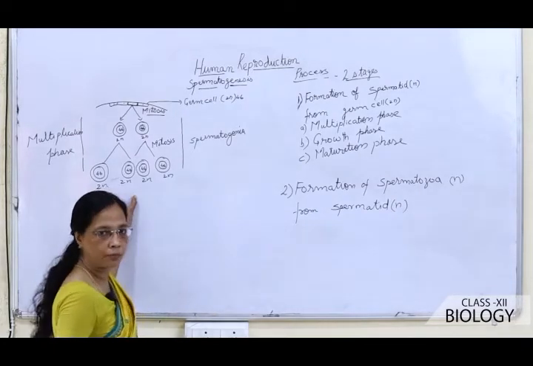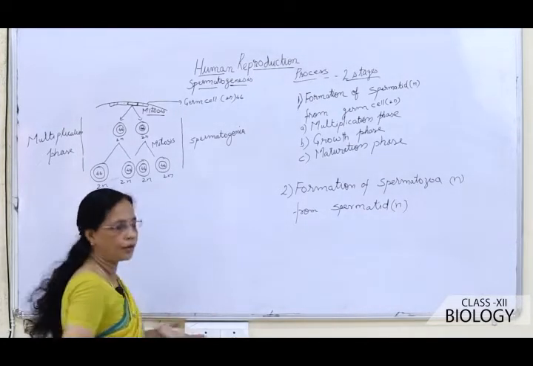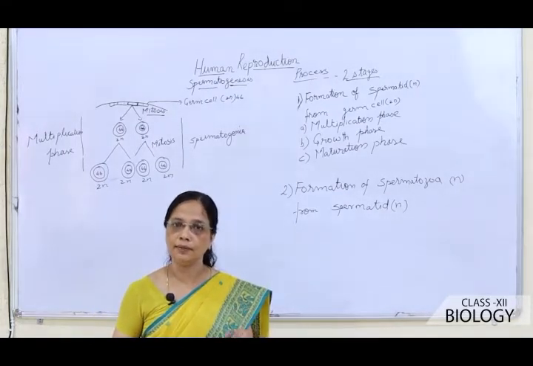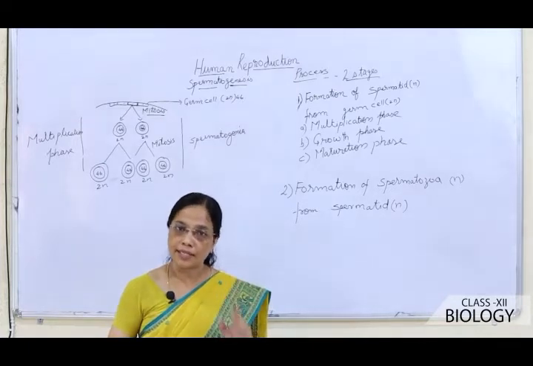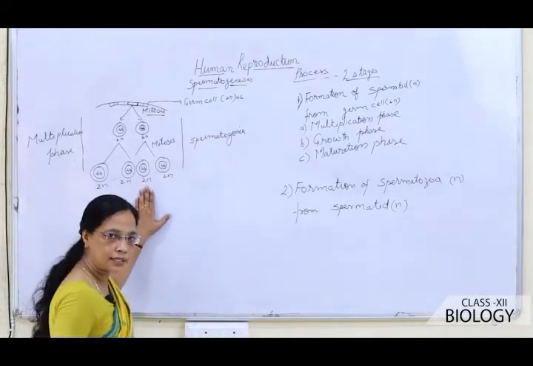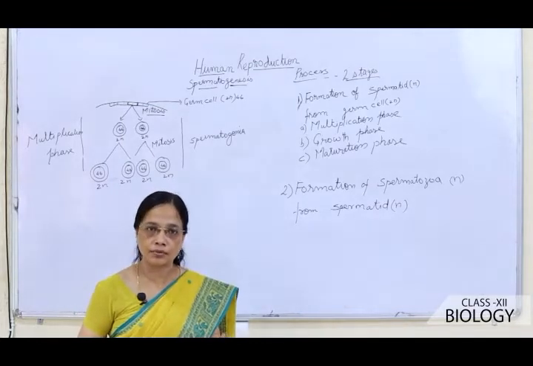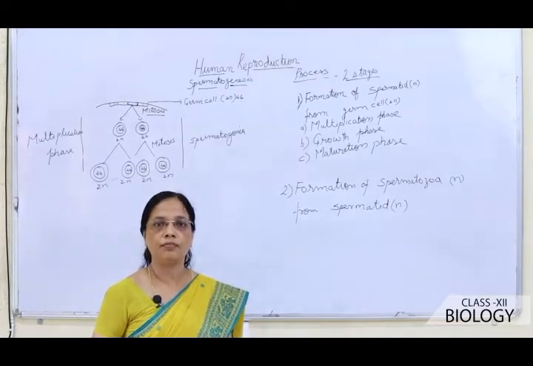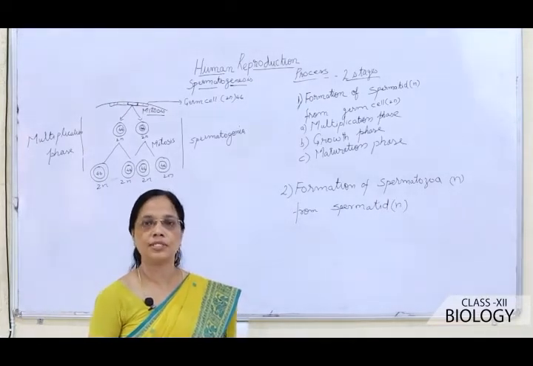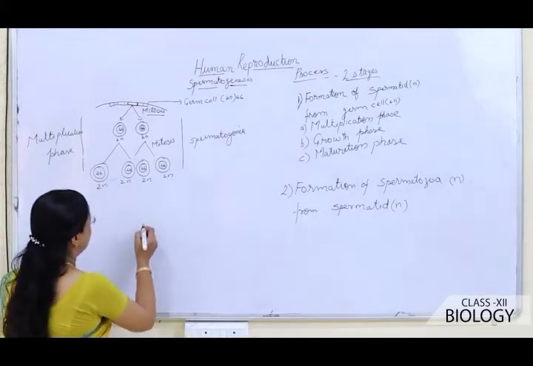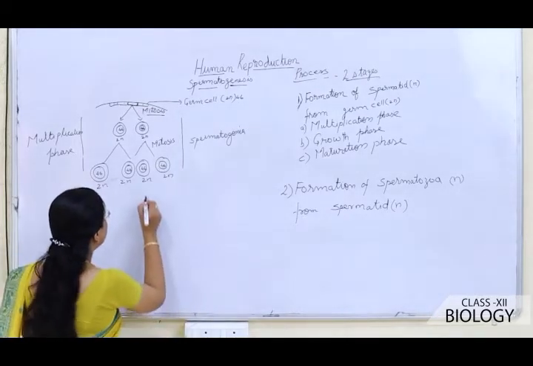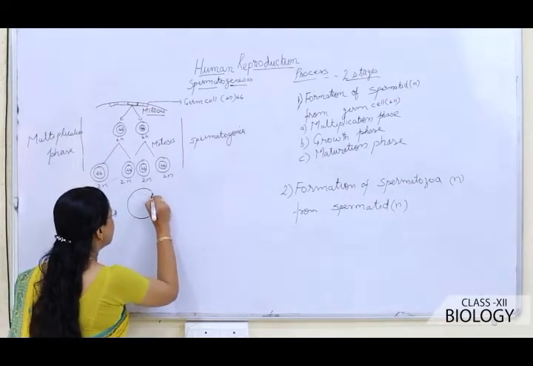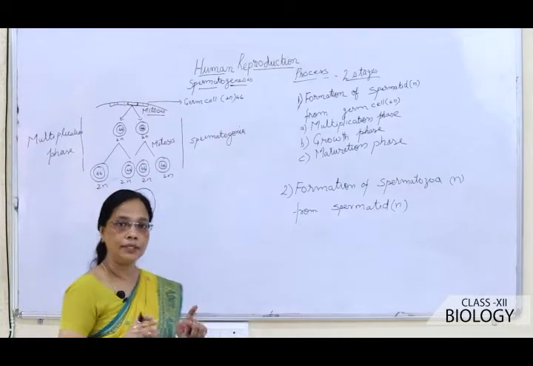Now what happened? Some of the spermatogonial cells keep on undergoing mitosis and increase the number of spermatogonial cells inside the seminiferous tubule. But some of the cells will remain as such. They will not undergo any mitosis division, but they increase in size, or you can say they enter the next phase. What is the next phase? That is the growth phase. During this process, the spermatogonial cells increase in size. The size of the spermatogonial cell becomes doubled.